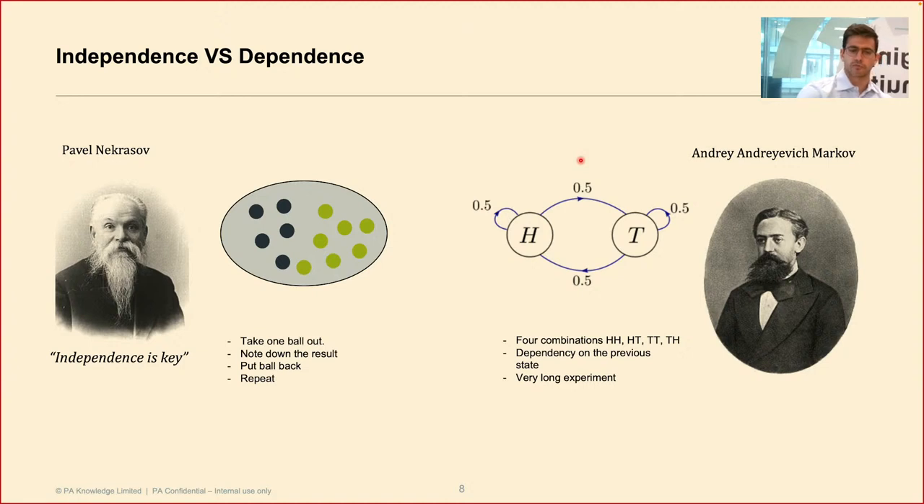Based on that machine, Markov ran a very long experiment. And at the end of the experiment, he saw that even with dependencies between the states, the mean of the sample of the random variables will, after enough experiments, be close to the expected mean. And that's essentially how he started his work on Markov models and hidden Markov models, all from a disagreement.